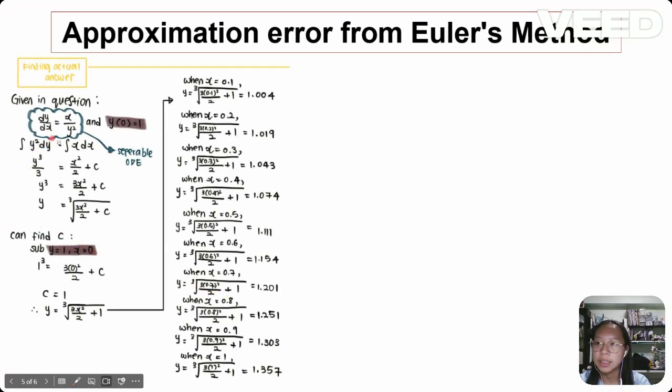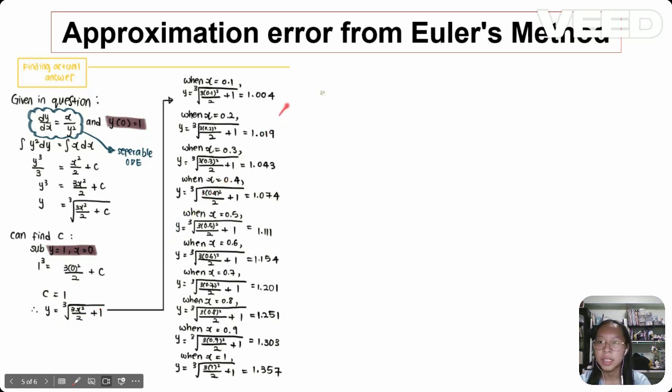Approximation error from Euler's method. So finding the actual answer given in the question, dy/dx equals x over y squared, I can solve it by solving how I solve separable ODE, by bringing all the y's to the left side and all the x to the right side, and integrate them both to get y equals cube root of 3x squared over 2 plus c. And I can find c, which is subbing in y equals 1 and x equals 0 given in the question. My c is 1, and therefore my y equals cube root of 3x squared over 2 plus 1.